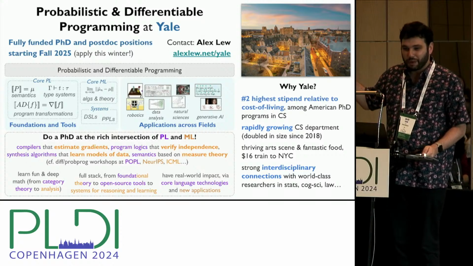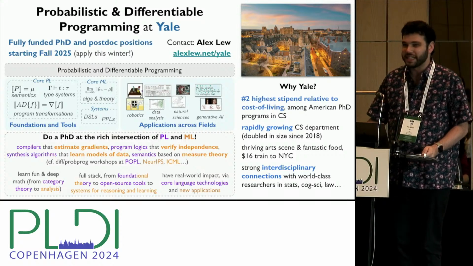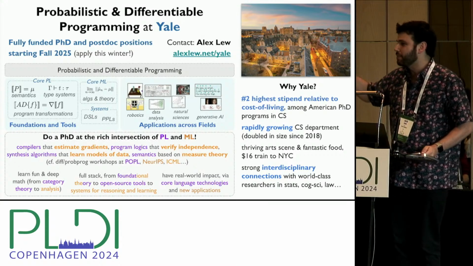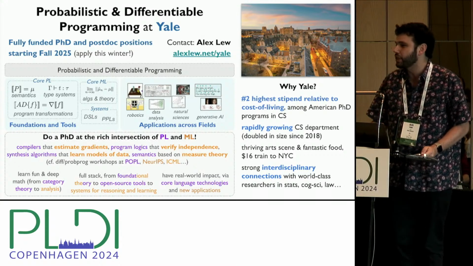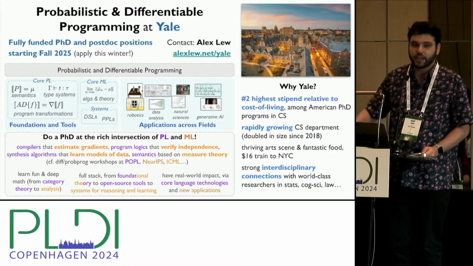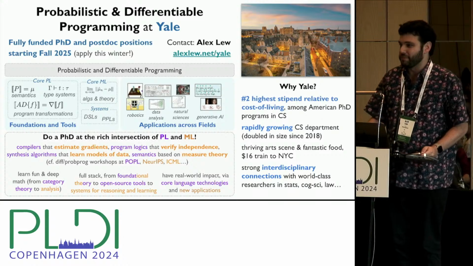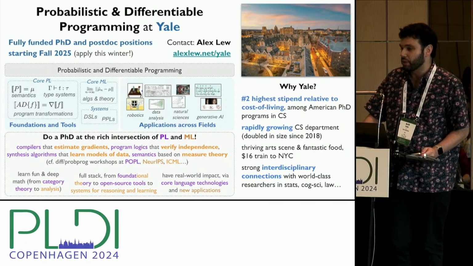If you haven't heard of probabilistic and differentiable programming before, the idea is that we're going to let users write down machine learning models, simulators, and other complex probability distributions as programs, and then automate all sorts of mathematical operations on those objects that the users wrote down using ideas from programming languages.